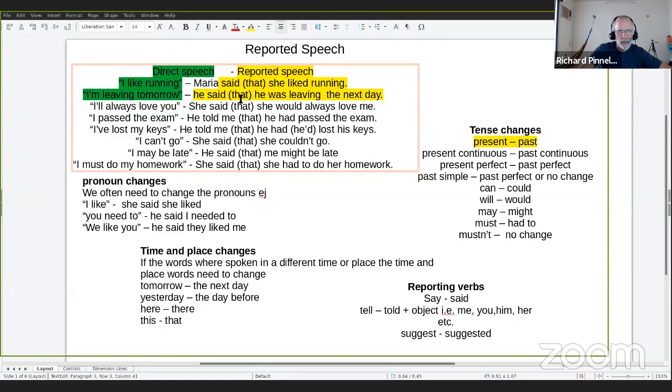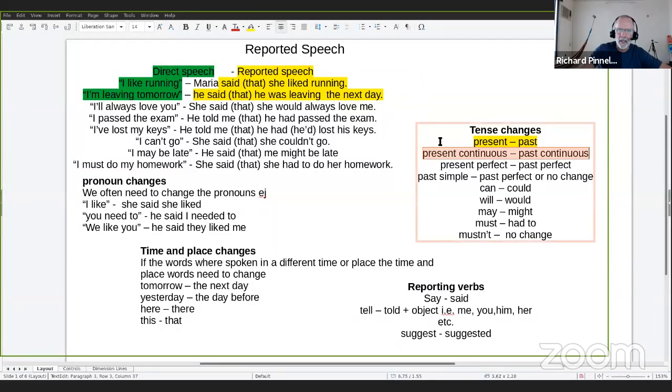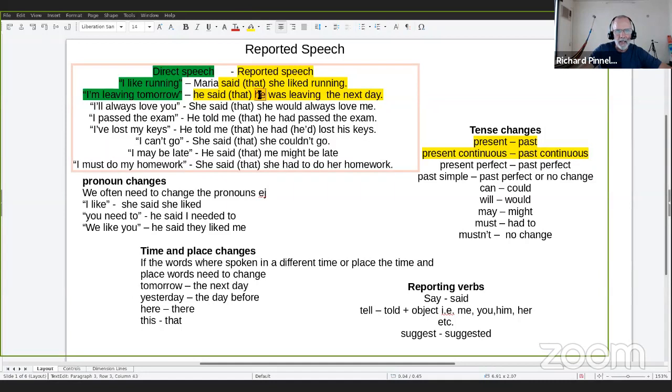The first one is that the tense, again, this time the tense in the direct speech is in the present continuous. And in the reported speech, we're changing it to the past continuous. So again, here we have that rule. If the tense in the direct speech is in the present continuous, change it to the past continuous. We also have, of course, the pronoun changed from the I to the he. And finally, we need to change the tomorrow to the next day, because you may not be reporting this on the same day. So this is what I meant down here when I put time and place changes.